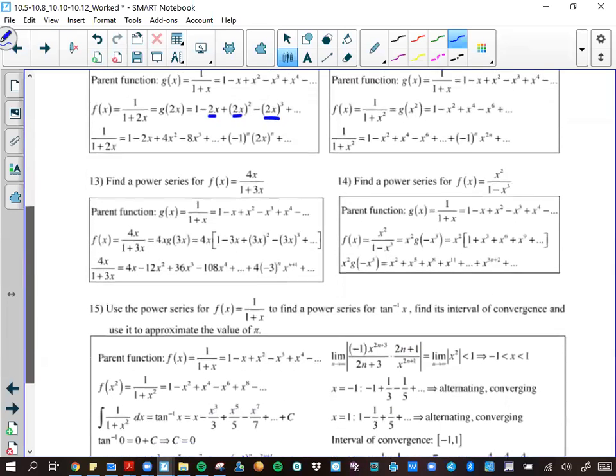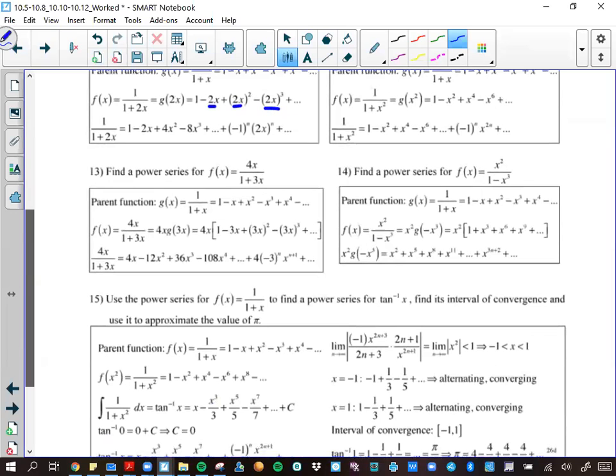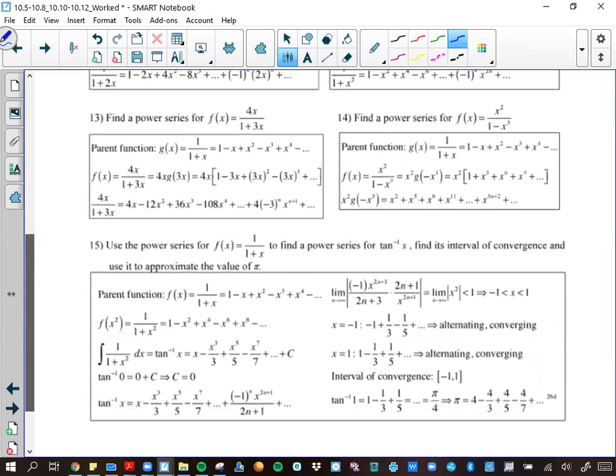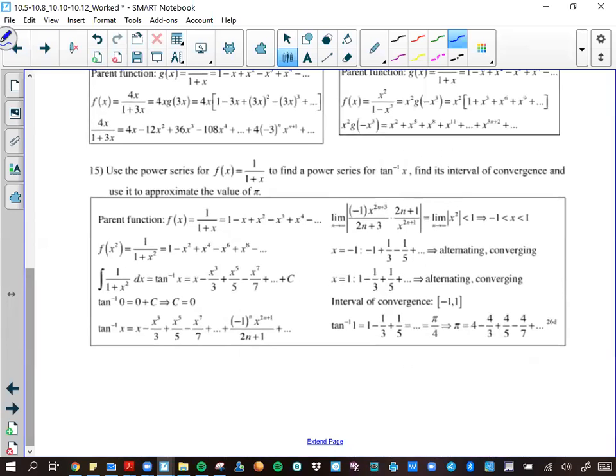Do we need to go through any of those? Are we good there? Okay, so it says use the power series for f of x of 1 over 1 plus x to find the power series for arc tangent of x. Find its interval of convergence and use it to approximate the value of pi. Okay, well, you have here 1 over 1 plus x. If I know anything about arc tangent, how is 1 over 1 plus x related to arc tangent?